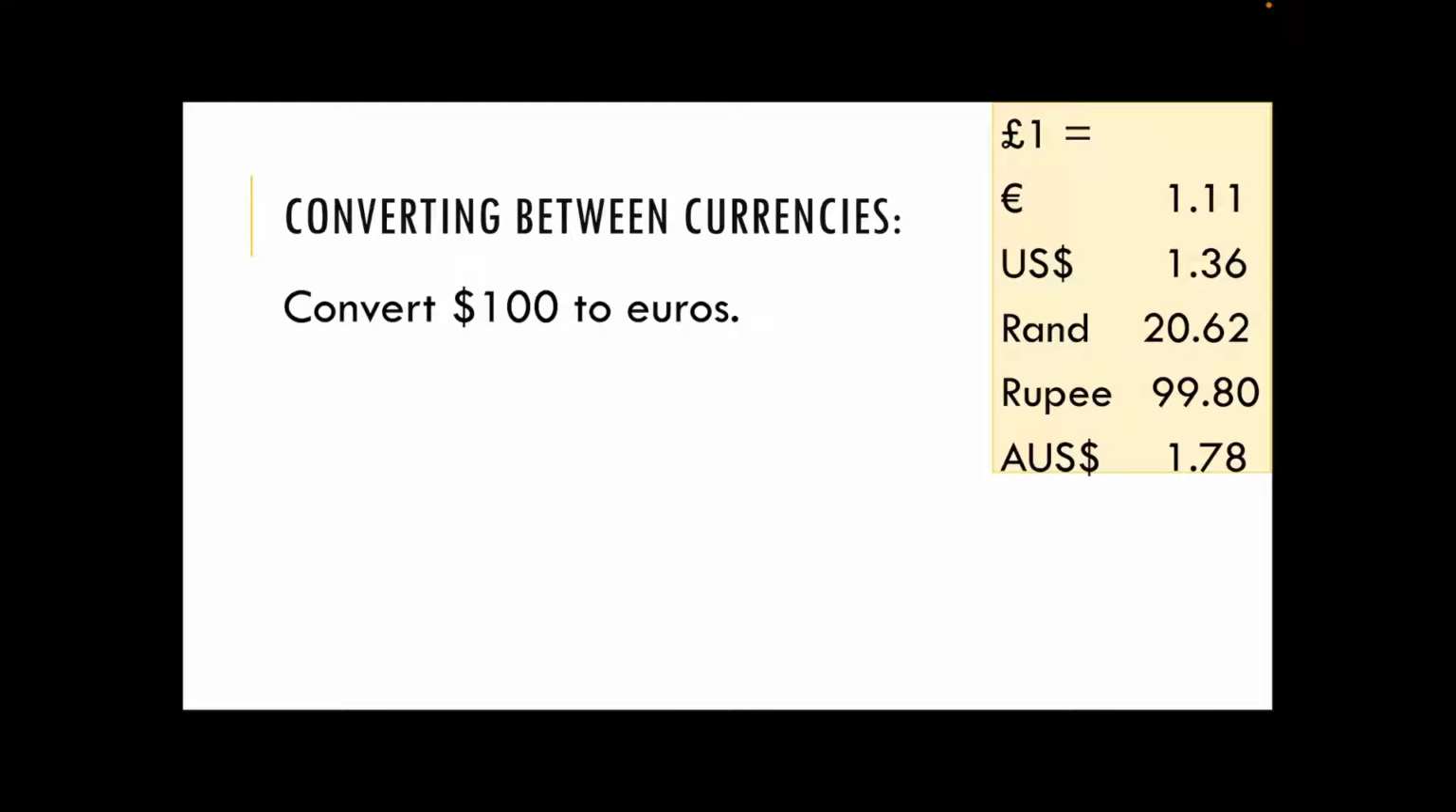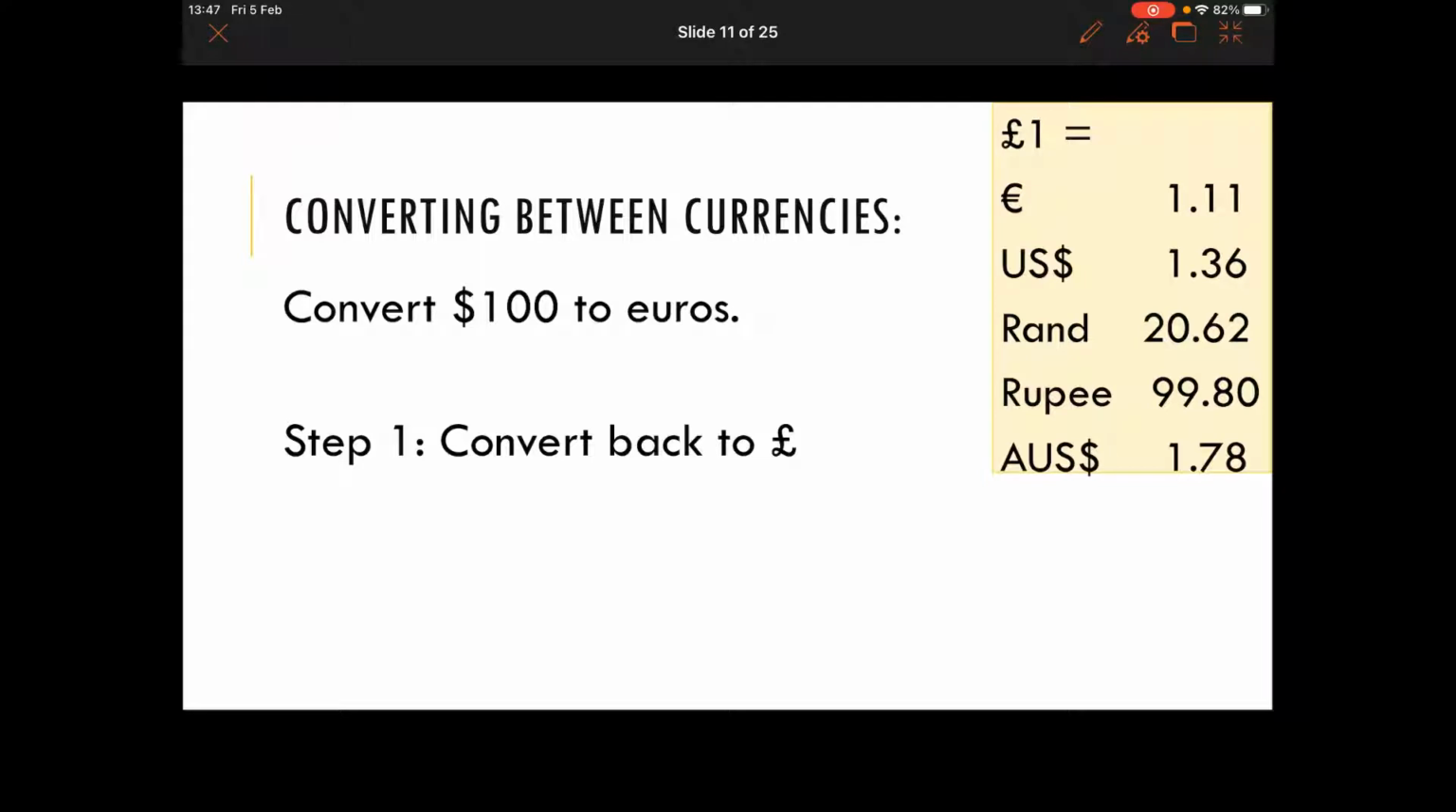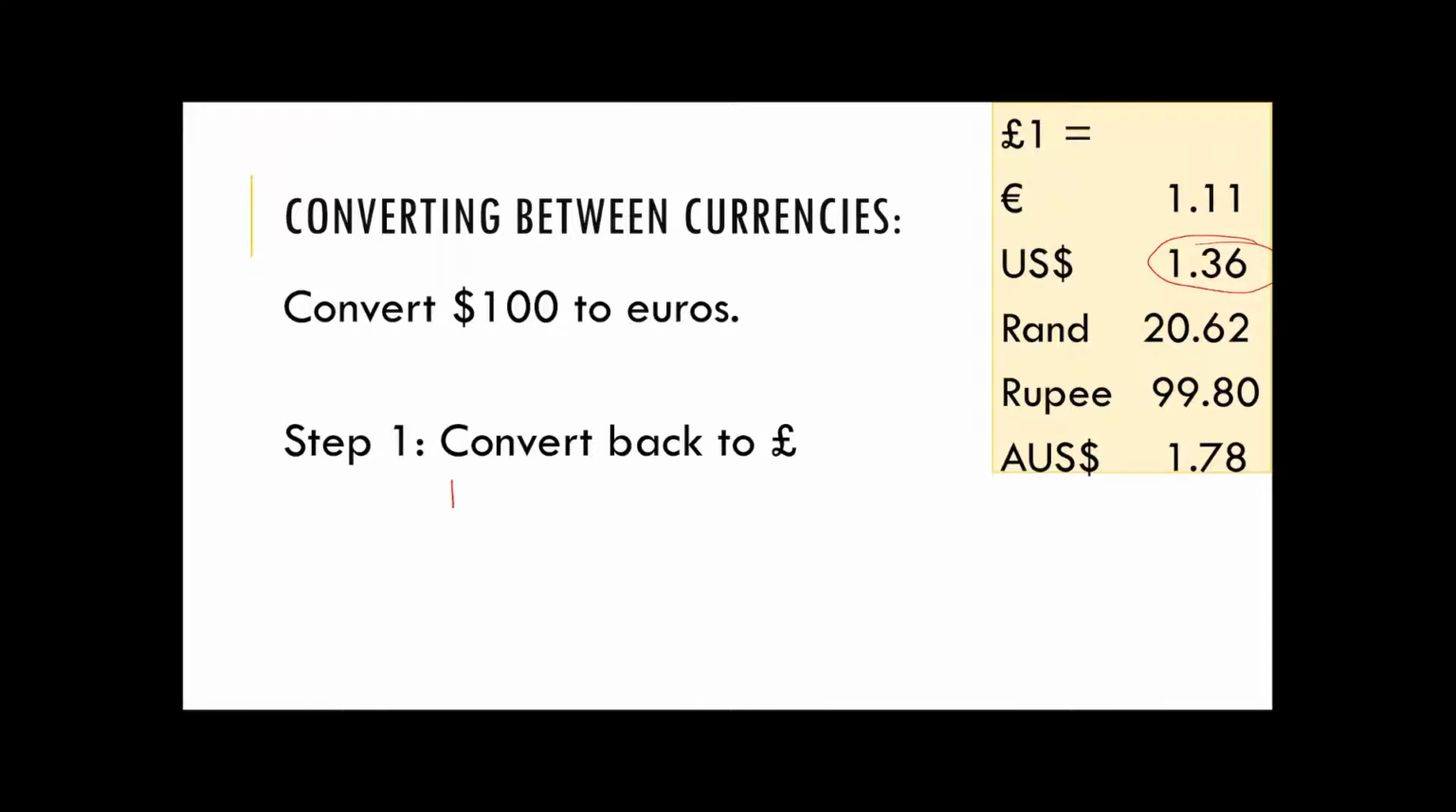So the first thing we want to look at is converting $100 to euros. So step number one is that we need to convert back to pounds. So to convert back to pounds, we divide by our exchange rate. So the first one I'm going to need is my US dollars. So my 100 divided by my 1.36 is going to give me 73.529, but the 9 tells me to round up to 3 because we know that we only have 2 decimal places with pounds.